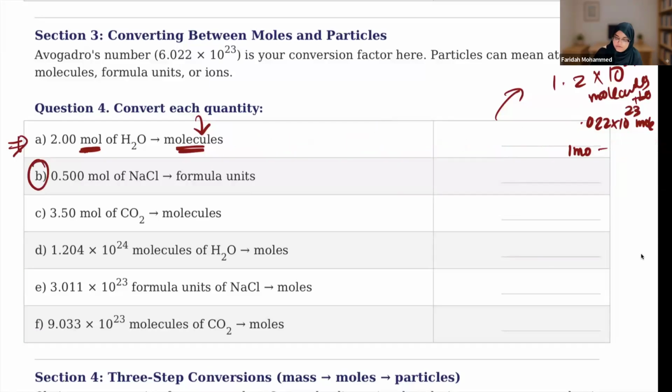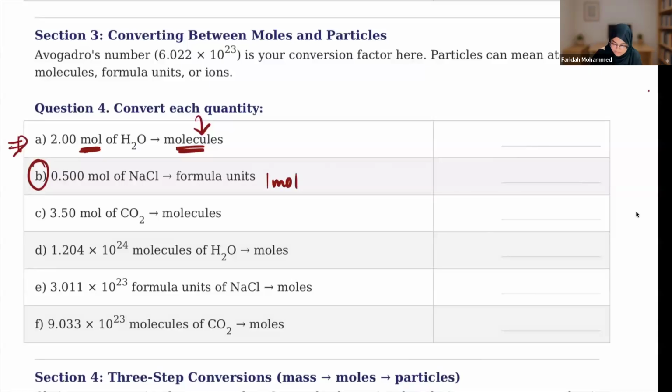Craig, do you want to try B? I'm going to erase this so you guys do not just look at what the top one is. Okay, Craig, B. So you want to start off with the relationship. Can you unmute yourself? Okay. You want to write the relationship: 1 mole equals 6.022 times 10 to the power of 23. And in this case, instead of ions or whatever, they use formula units. So you're going to use formula units.